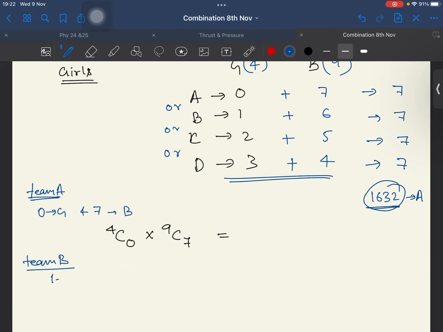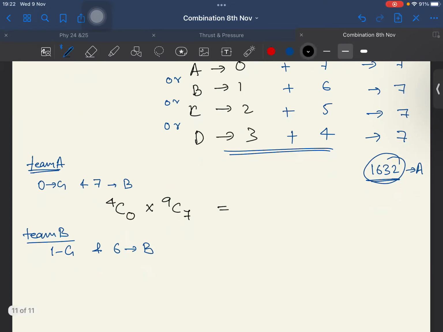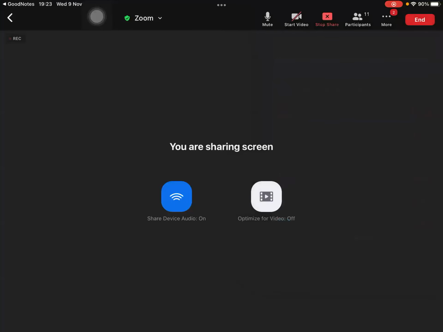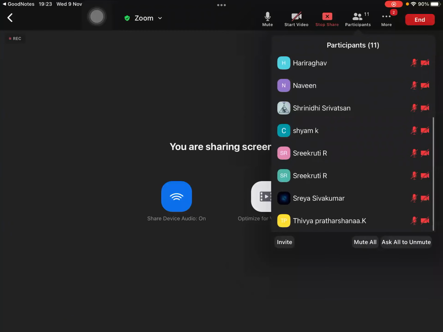So in team B, we have 1 girl and 6 boys. Fine. Shreya, how can we select 1 girl and 6 boys? Shreya, 1 girl and 6 boys. Next is Divya. Shreya, are you able to hear me? Can you hear me? Shreya, are you there? Or did you leave the call?